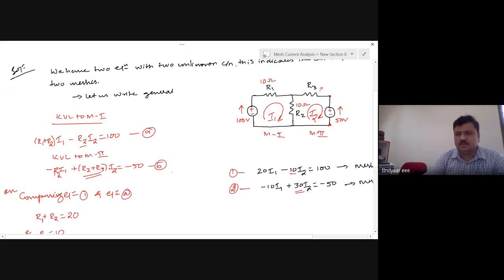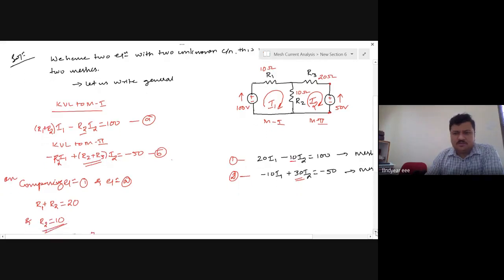So now did we get all the circuit elements? 100 volts, 10 ohm, 10 ohm, 20 ohm, 50 volts. So this is how we have to go ahead with the solution when I know the equations and I want to get the circuit and the circuit elements. Any doubts in this?